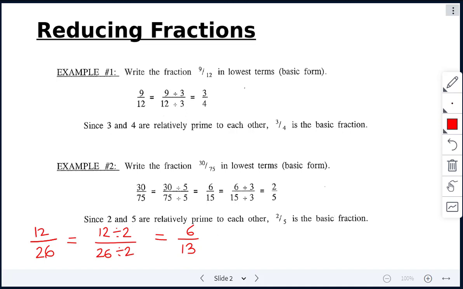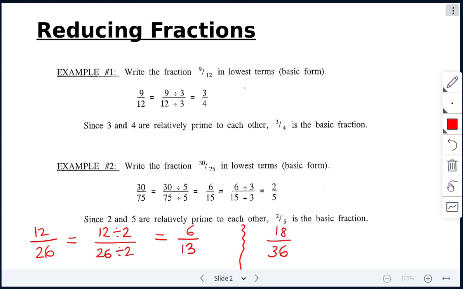All right, very, very important though to remember is when reducing fractions, both the numerator and the denominator both have to be divisible by that same number, right? So both numerator and denominator in this example were both divisible by 2.